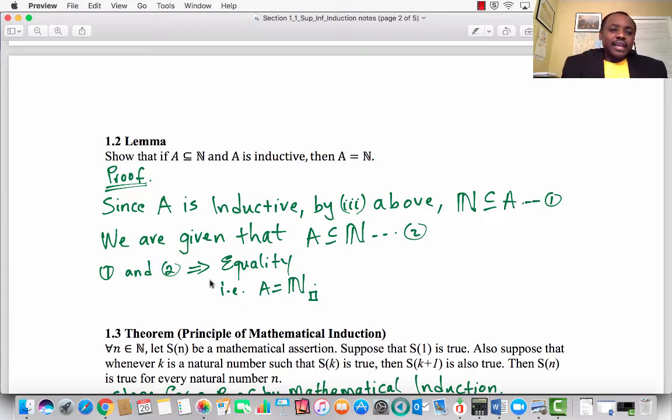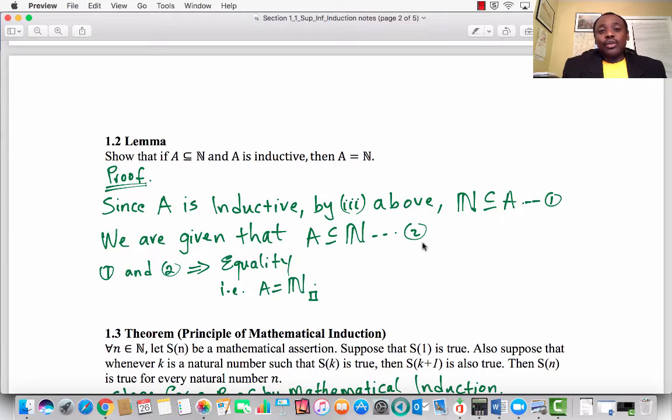Show that if A is a subset of the set of natural numbers and A is inductive, then A equals N. That's pretty straightforward. Now, since A is inductive, by 3 above, N is a subset of A. Remember, we did say that if a subset is inductive, then the set of natural numbers is a subset of that set. So obviously, the set of natural numbers is a subset of A because A is inductive. Call that 1.